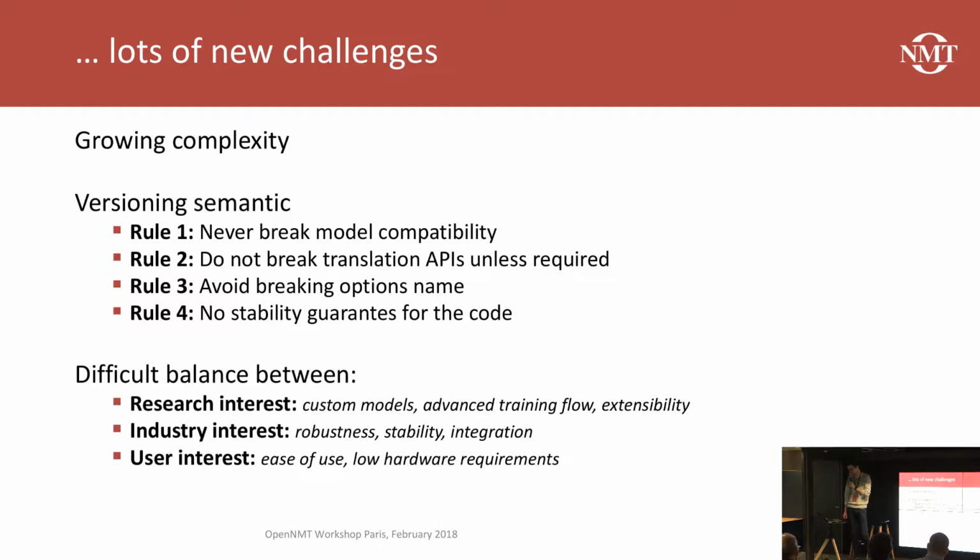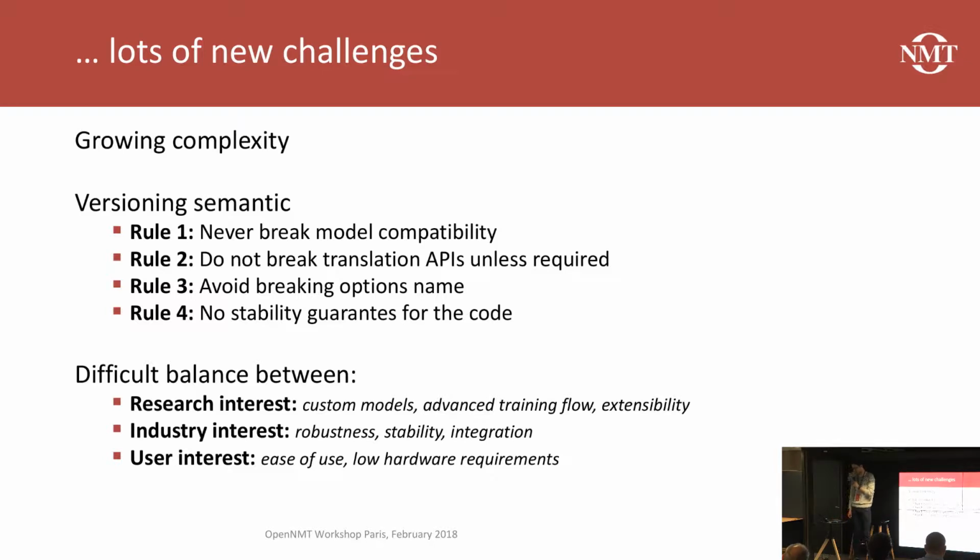The second rule is to not break translation APIs unless required. So that's also very important for industry, where you integrate OpenMT within your code and you want things to stay stable. The third rule is to avoid breaking option names. Again, that's similar. People are writing scripts using OpenMT, and you want them to work in the long time. And all these rules, I think, are very important and make OpenMT usable in the long term.